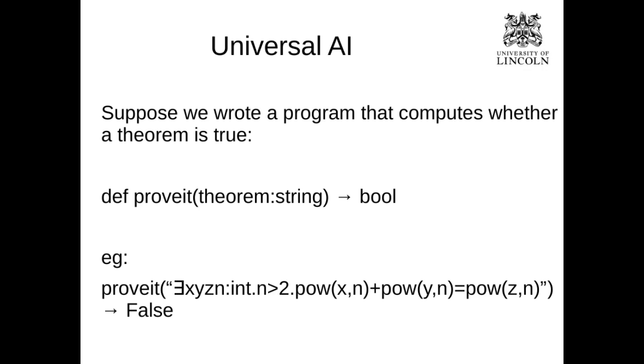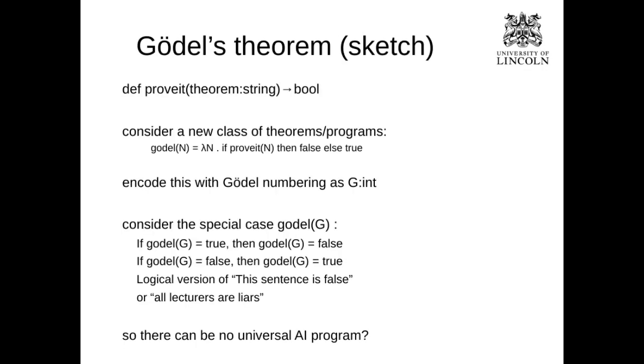Here's a sketch of how the theorem works. We begin by assuming we have such a function. The function prove it takes a string theorem as input and it returns a Boolean. Is this theorem true or false? Consider a new class of theorems or programs. This is a Gödel function taking integer n as an argument. This function says, for input n, that's the lambda, if prove it n is true, then return false, and otherwise return true. What this function does, it calls out to our prove it function, our universal AI, which tells us if the theorem is true or false, and then it returns the opposite answer.